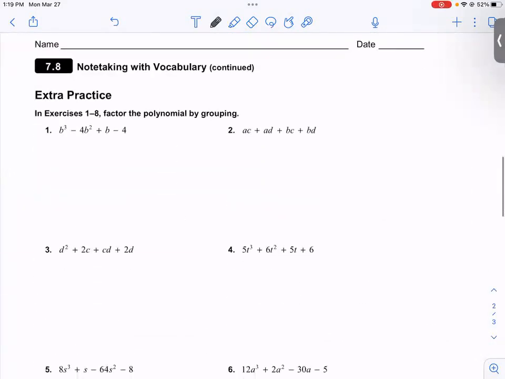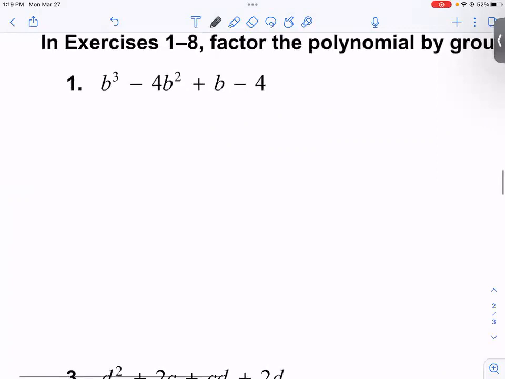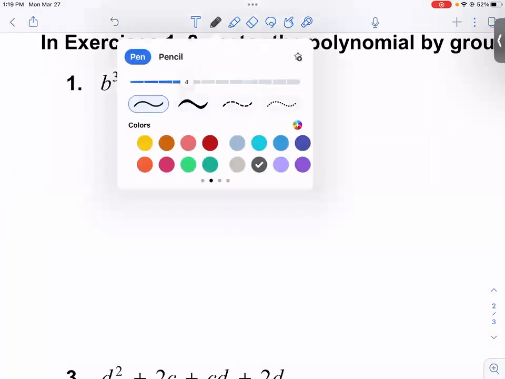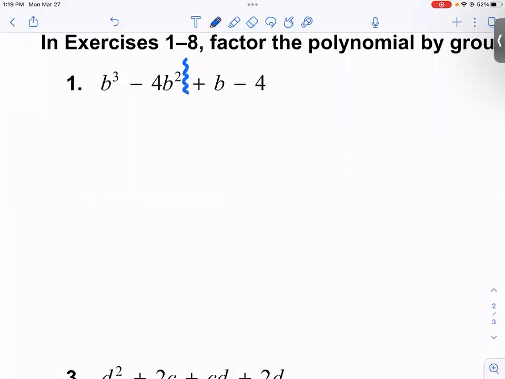Okay, turn the page. We're going to look at number 1. How many terms are there? Is there a GCF for all 4? Okay. So we're going to try this whole factoring by grouping thing. So I'm going to split this down the middle.